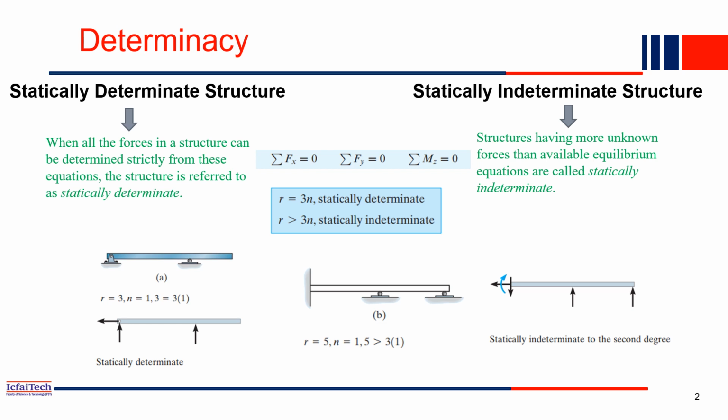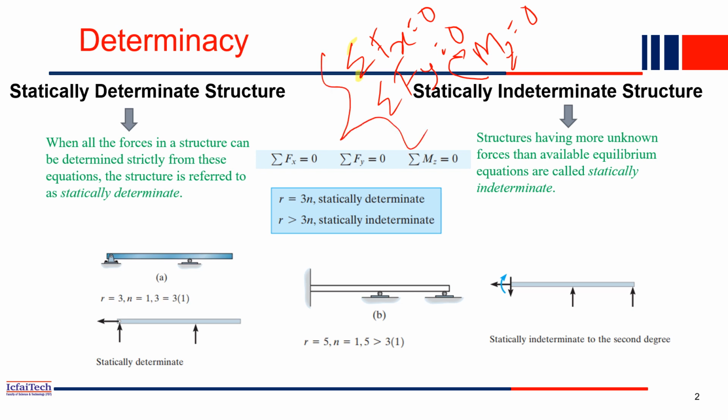So what is determinacy of the structure? Last class we saw that we basically have three equilibrium equations. What are the three equilibrium equations? Summation of all the forces along x should be equal to 0, summation of all the forces along y should be equal to 0, and moment about the z axis should be equal to 0. These are the three basic equilibrium equations for a 2D structure.